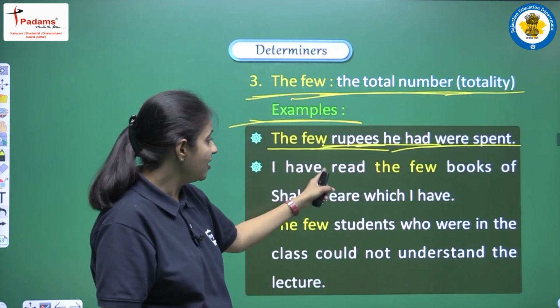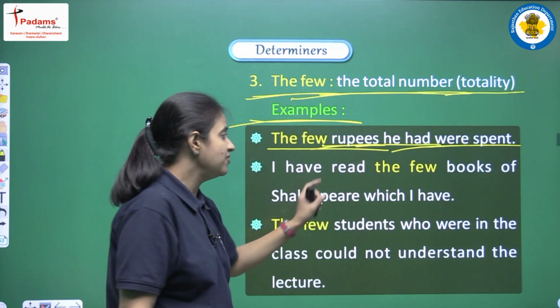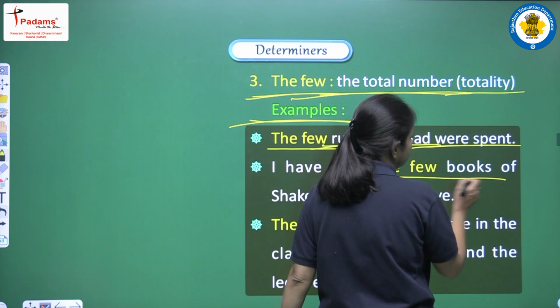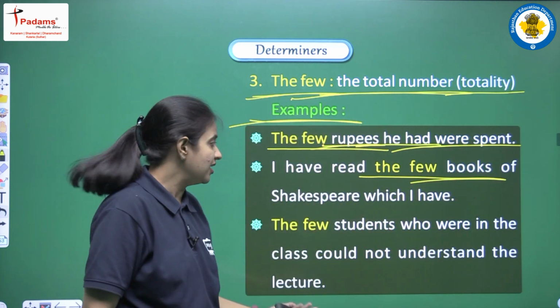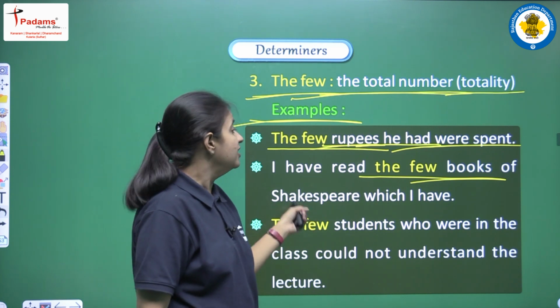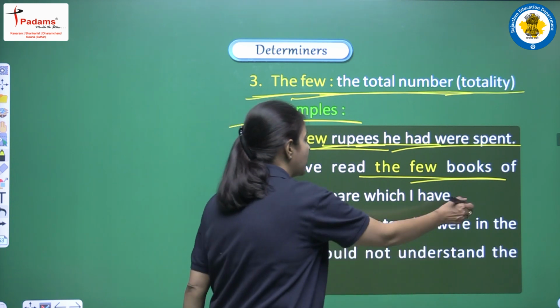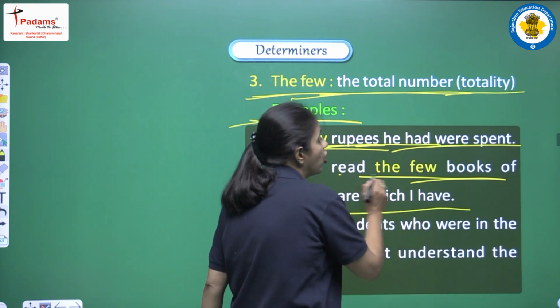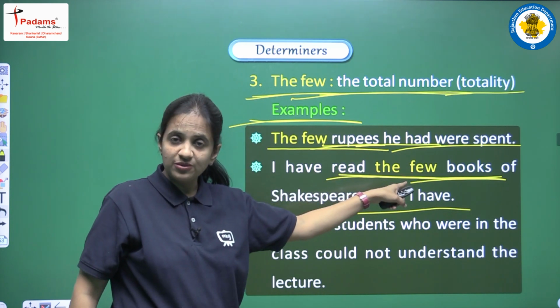Second is, I have read the few books of Shakespeare which I have. Again we are having the few, and the noun there is books. So right now it is also a countable noun, and in this sentence we are saying that all the books that were written by Shakespeare that I was having, I have read all those books. So again I am talking about the total number of the books, right?